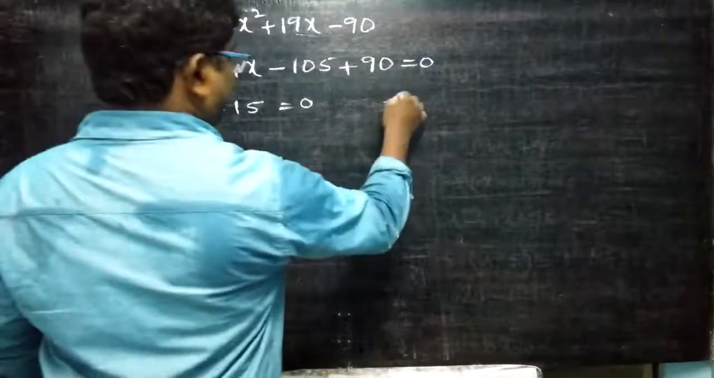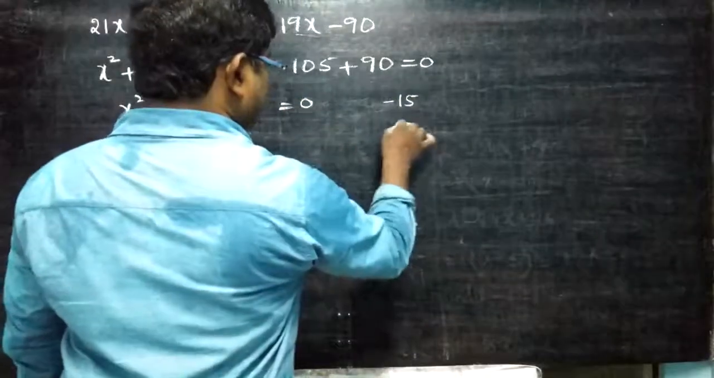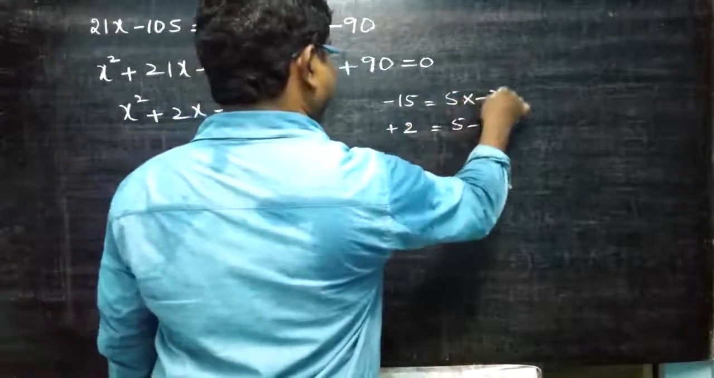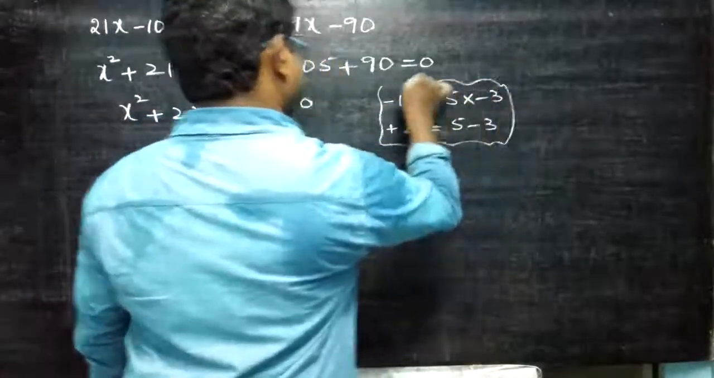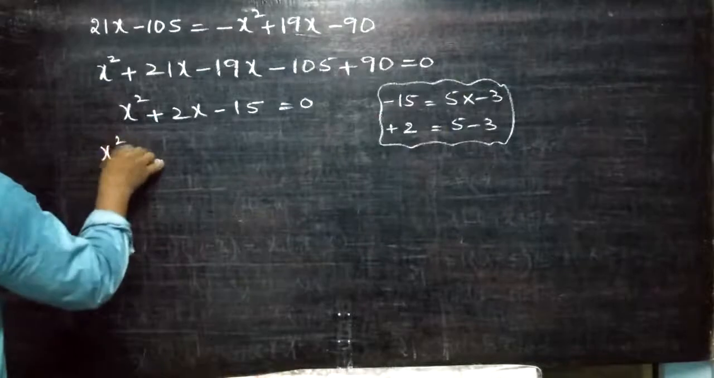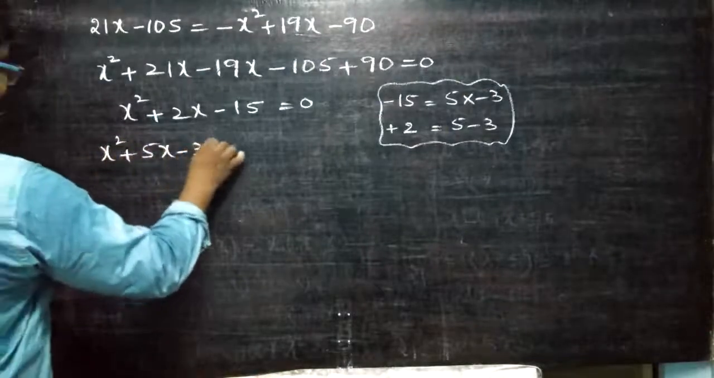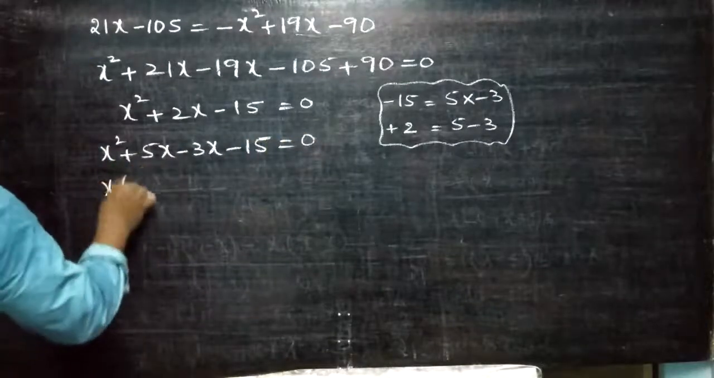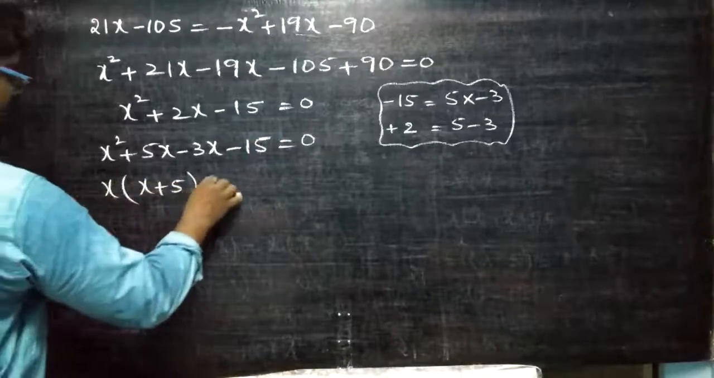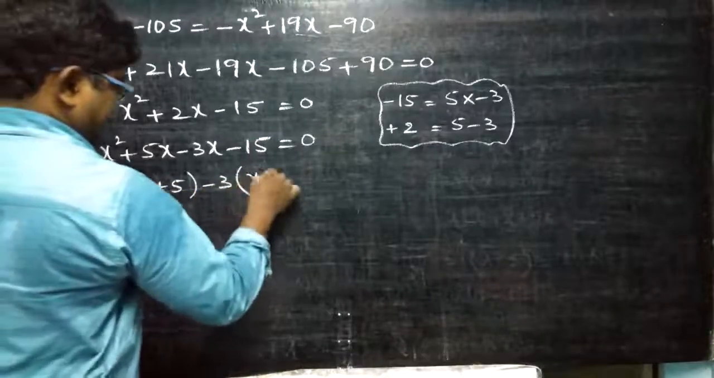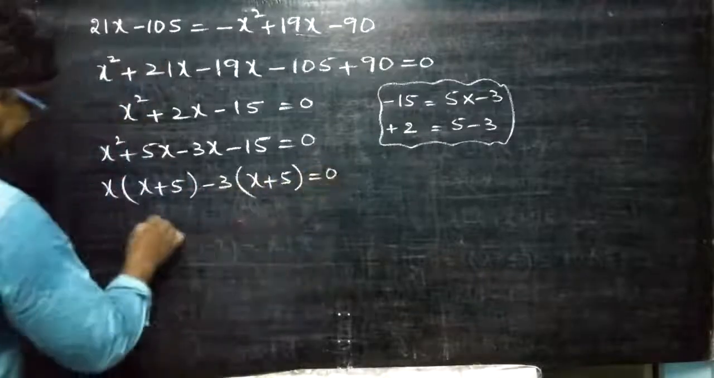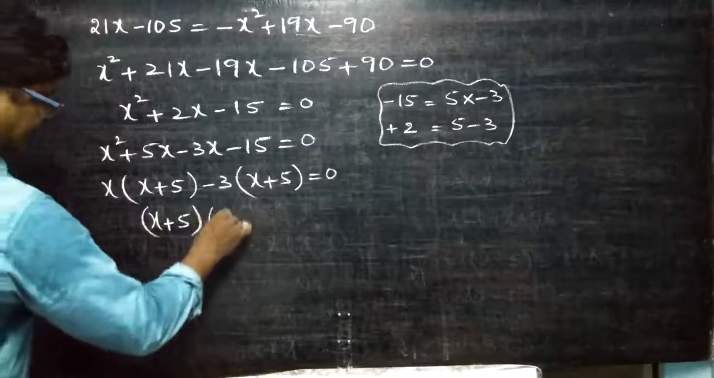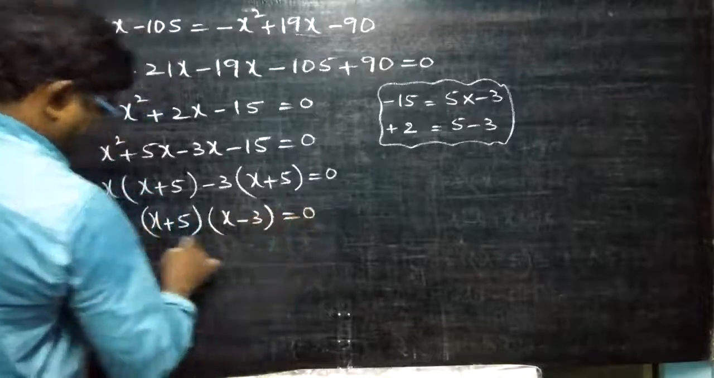Now factors for minus 15, and when you simplify, plus 2 should come. In such a way, 5 and minus 3, 5 into minus 3. So you can do it easily. Now x square plus 5x minus 3x minus 15 is equal to 0. From the first two, take x common: x plus 5. From the next two, take minus 3 common: again x plus 5. What comes in the first bracket comes as it is in the second bracket. In the first term and second term, x plus 5 is common and the remaining is x minus 3. So, x plus 5 into x minus 3.